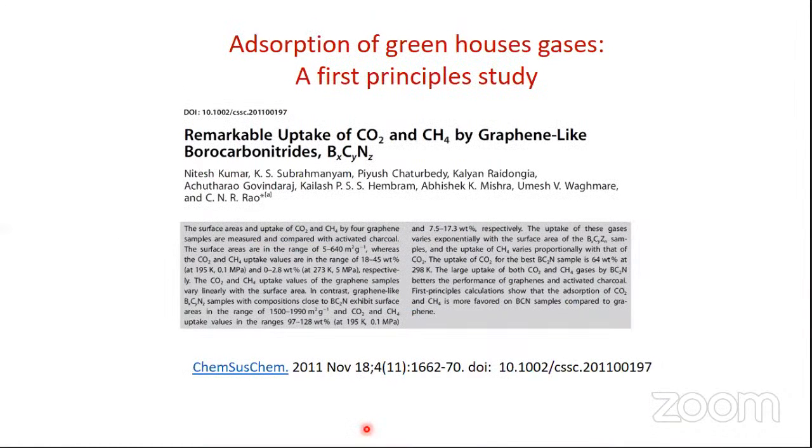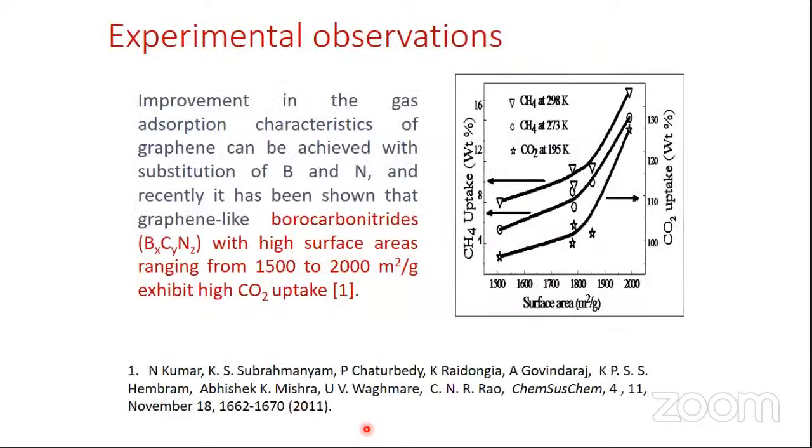Once we synthesized the material, we looked at how we can use these BCN seeds for greenhouse gas absorption. This was published in Chem in 2011. And the good thing about these BCN materials experimentally was that they have more surface area compared to graphenes. So more surface area means you can have more absorption of gases.